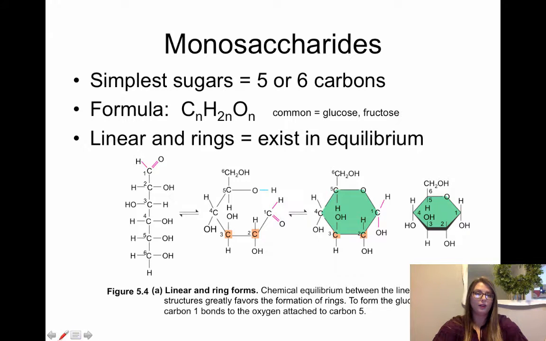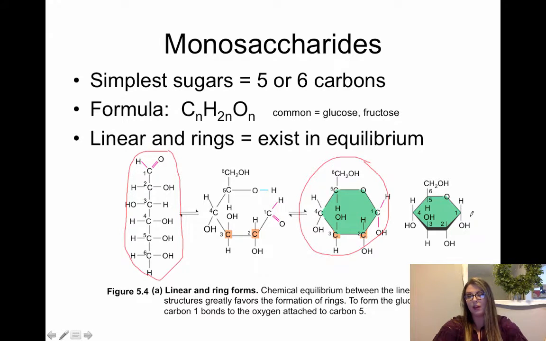So monosaccharides can exist in either a linear form, which you should remember from the chemistry lecture that linear means straight, and here's our linear form of a monosaccharide. They can also exist in ring form. Another thing to remember is that the ring form is harder to break down than the linear.